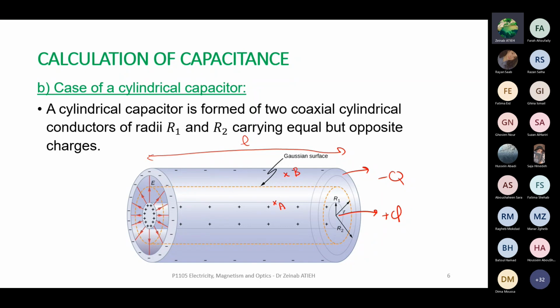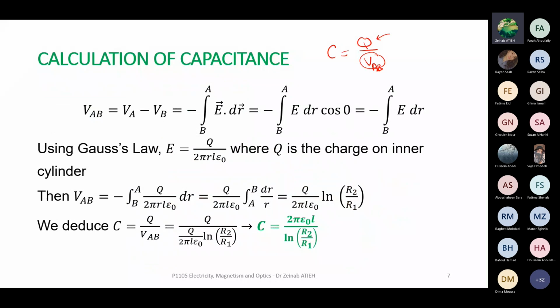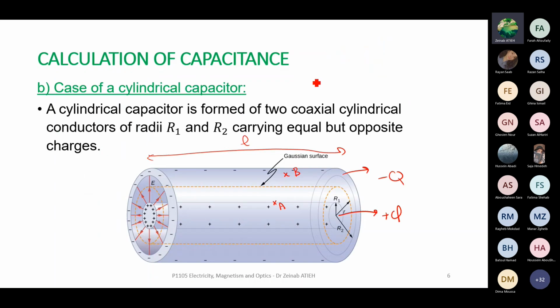To be able to calculate VAB, the voltage between the two plates, I have to apply Gauss law. I've written just the answer here: using Gauss law, E equals Q over 2 pi R L epsilon 0. But I will solve it anyway. So we choose this cylindrical Gaussian surface, which is dotted, as you can see, in yellow.